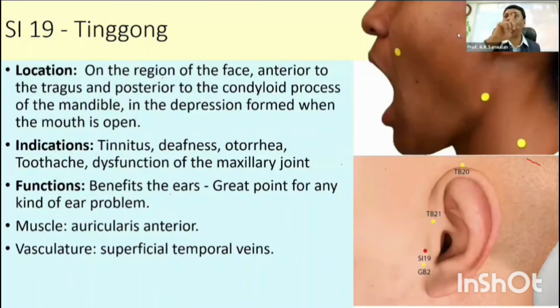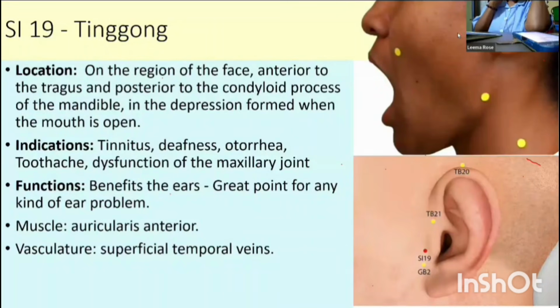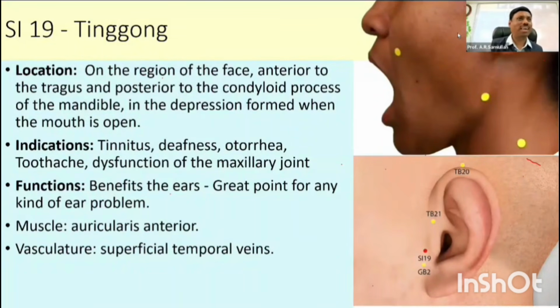At that time you should not speak, you should not drink, you should not eat anything. In other points, if you wanted to have something because of fatigue, chai or coffee, something you can take. But here, once the needle is applied, it is strongly not advisable to eat anything or to talk. You should not open the mouth.